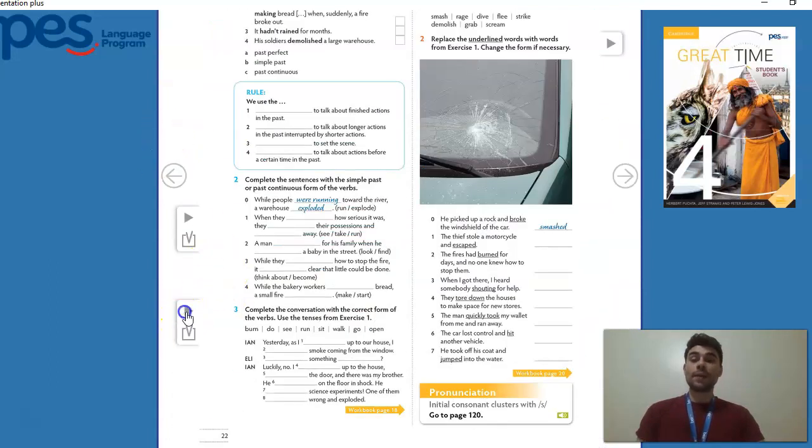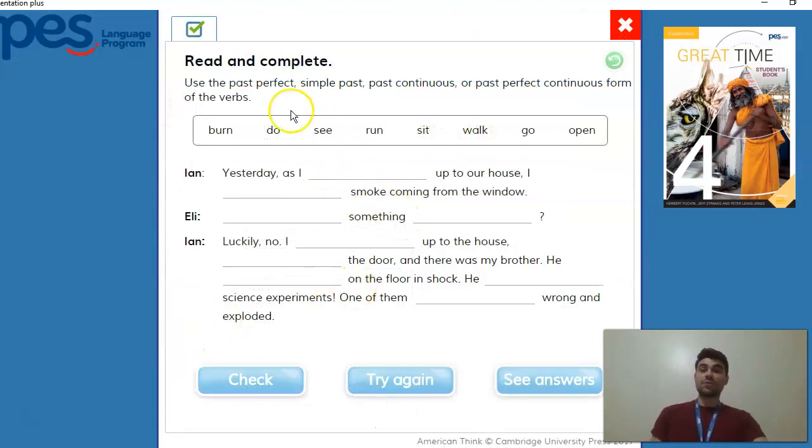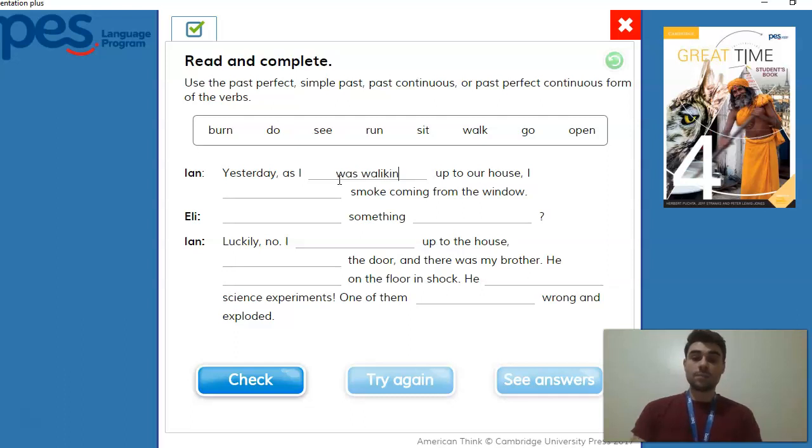Very good. So let's check the answers for this exercise. So again, you had to complete with either the past perfect, the past continuous, or the simple past, right? So yesterday, as I was walking up to our house, I saw smoke coming from the window, right? So as I was walking up to your house, this is the longer action, which is setting the scene, right? And then the action that interrupted, I saw. Then Ellie continues. So we have to say, was something burning? And then Ian answers, luckily, no.